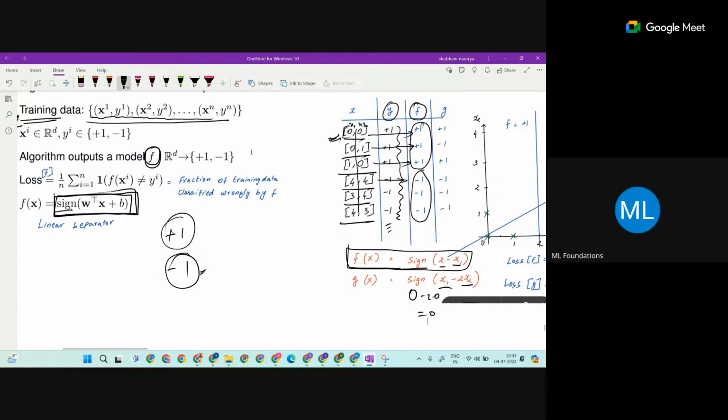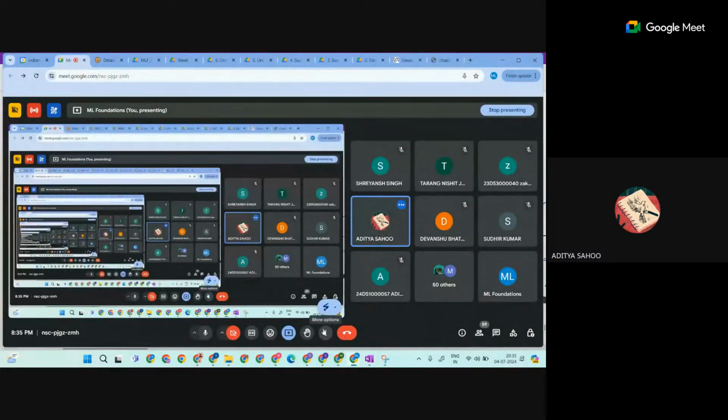Somebody want to say something? Yeah, one doubt. What is the doubt? Sir, in one of the GA questions, there was a question about the loss function. Your voice is breaking a lot. So we have fx and gx. How do we find the yx?